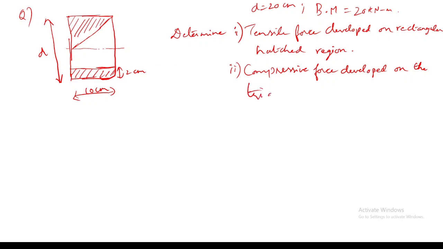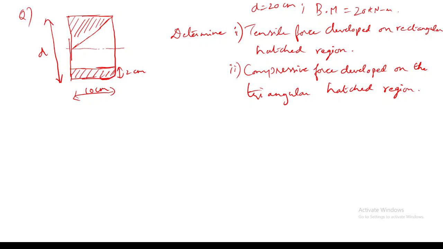Tensile stress on the triangular hatched region. So the bending stress variation is like this. Maybe I can draw this here. Can you find the value of the maximum bending stress? Because you have been given the bending moment and you know the dimensions of the cross section, so you can calculate the maximum bending stress, right?